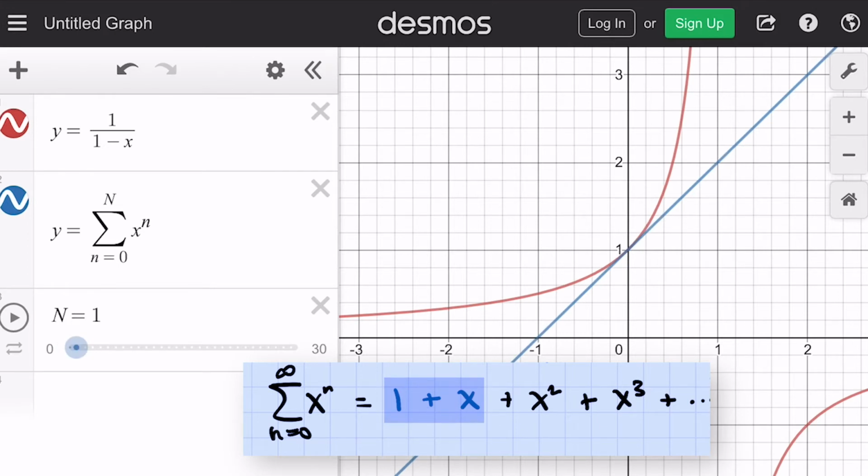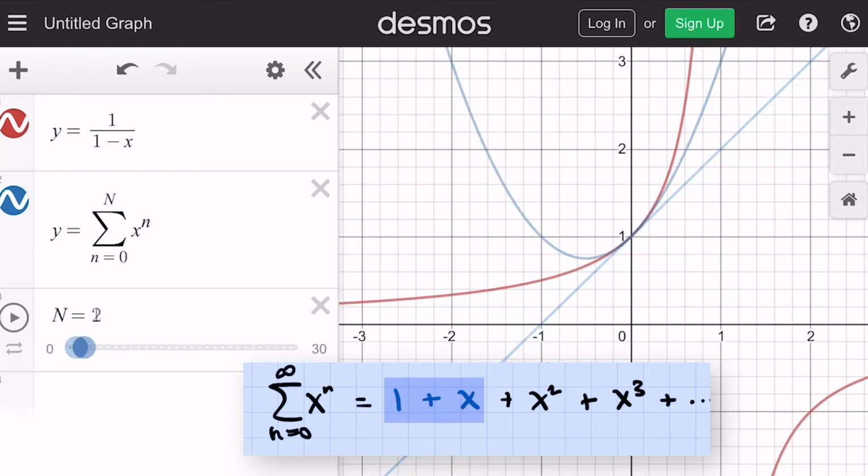However, if we move the n from 0 to 1, you can see now this is the n equals 0 and n equals 1 term, so that's 1 plus x, which is, of course, this line. And it conforms to the function a little bit better. It's, of course, the linearization. It's the tangent line through the y-intercept. If we look at the next partial sum, we now have 1 plus x plus x squared, which is a quadratic. And again, you can see that the quadratic is conforming very well to the shape of the function 1 over 1 minus x, which is in red.